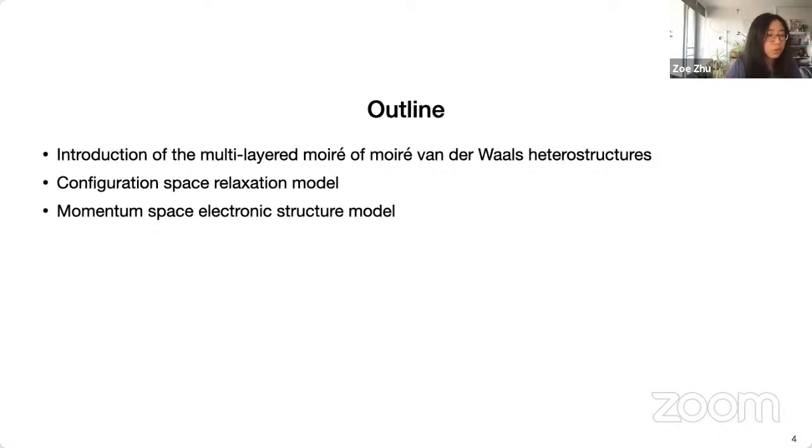So here is a quick outline of my presentation. First, I will be introducing the system of interest. And I'll be talking a little bit about the geometry and how to understand the length scale of the system. And then I'll go into modeling the relaxation model and the electronic structure, respectively. And even though our model is completely general and can be applied to any type of system, I'll use twisted trilayer graphene as an example, but of course I'll mention other systems along the way as well.